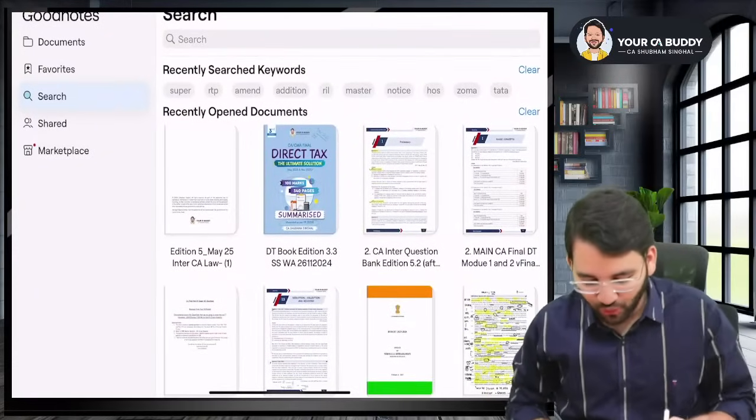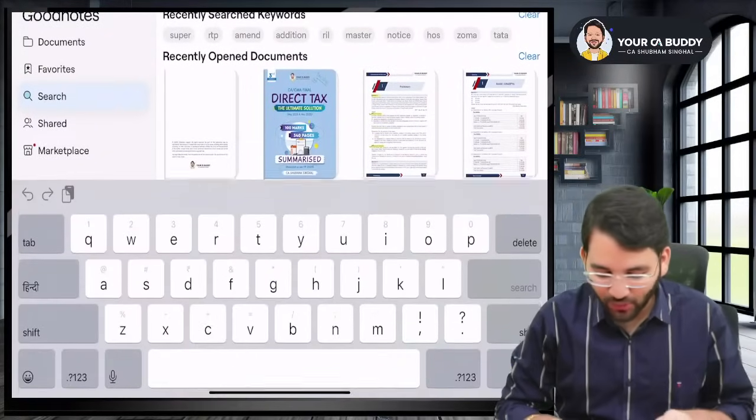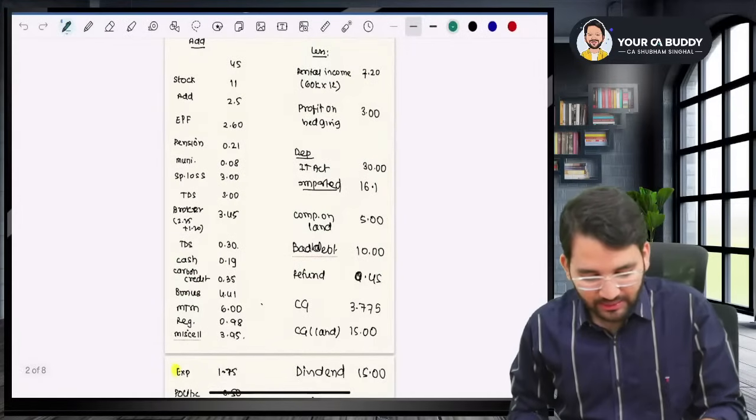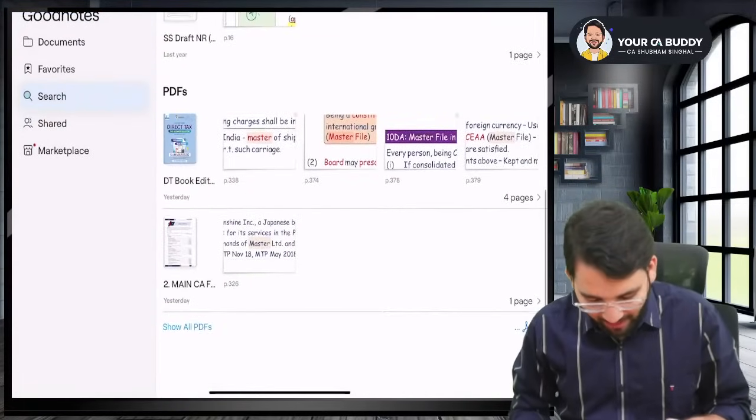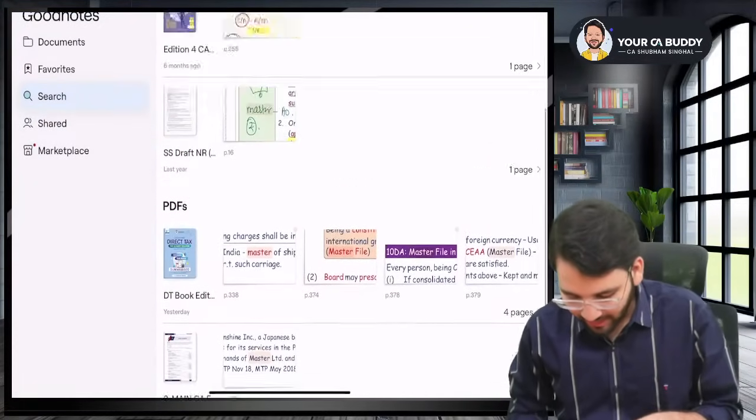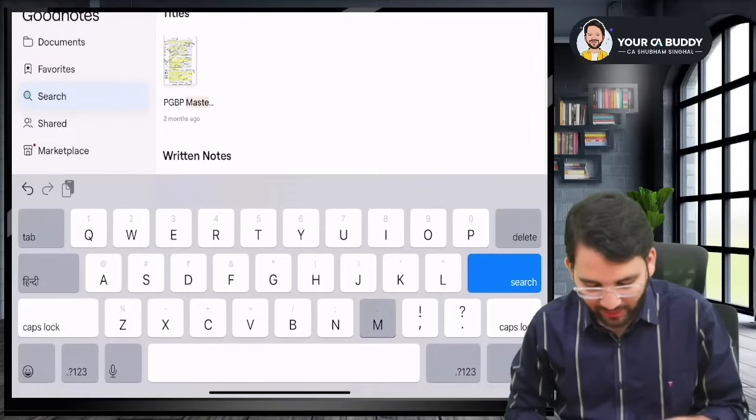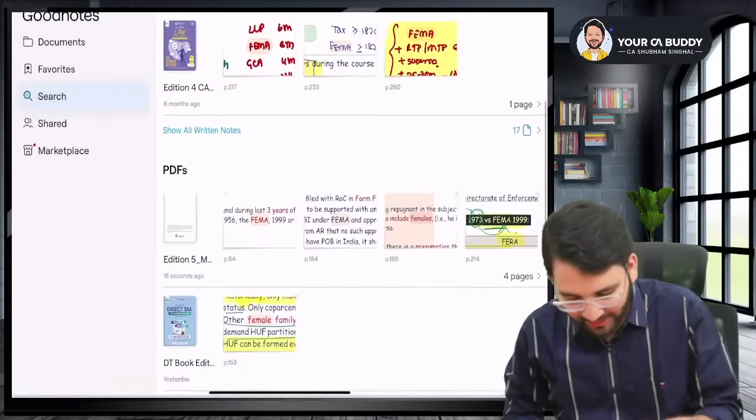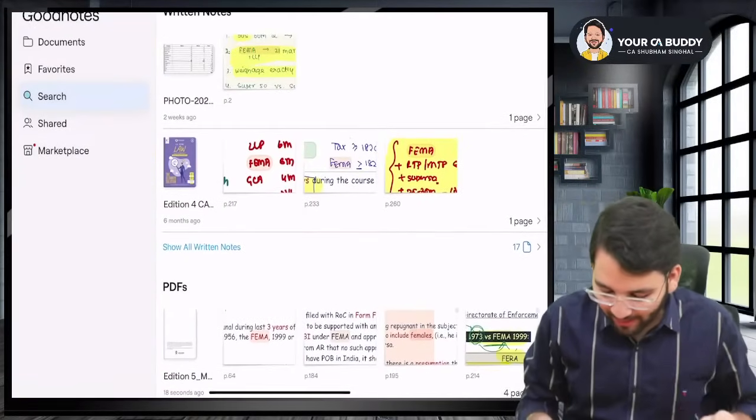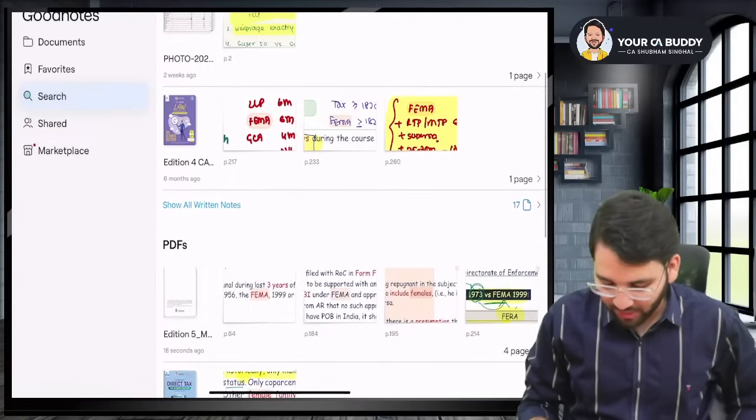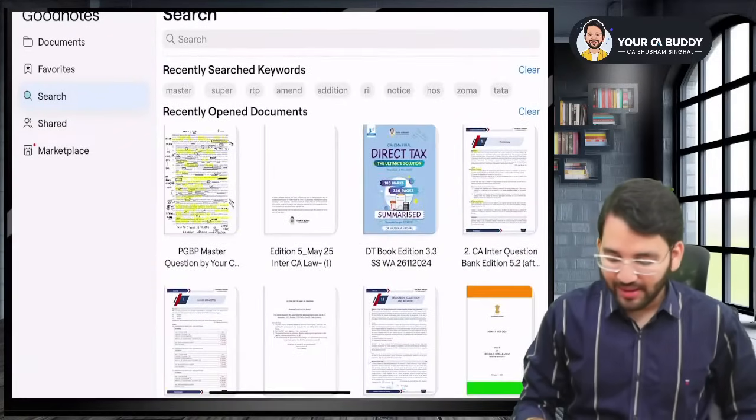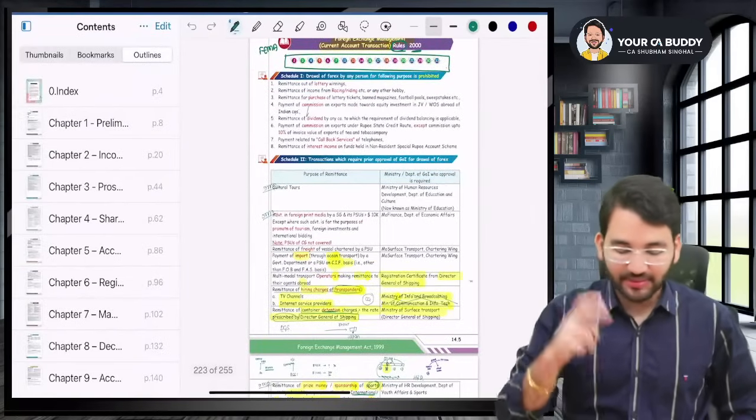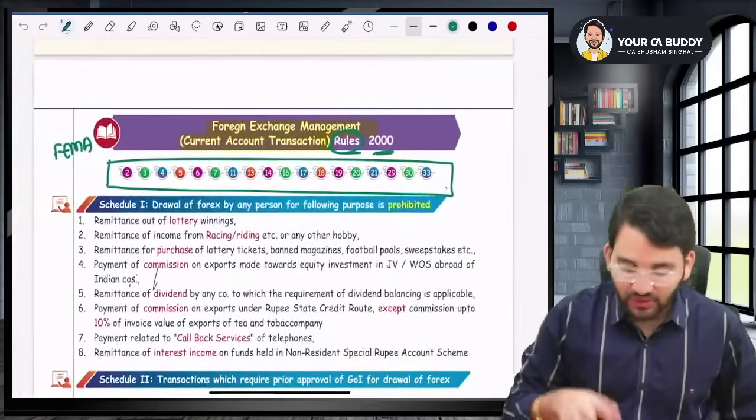Let me show you. I have prepared a FEMA master question. I think I don't have it here. One second. I think it's not here. But I'll show you a FEMA master question, sir. In that master question, in 3 pages, I have summarized all these questions.